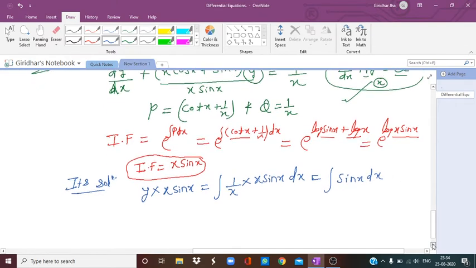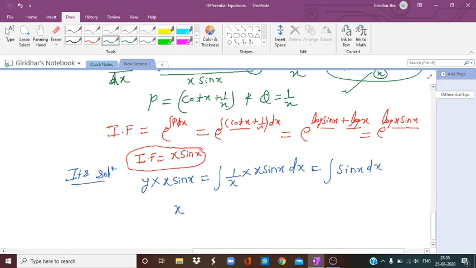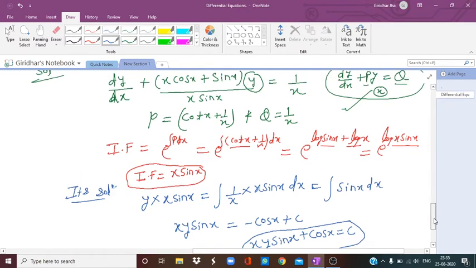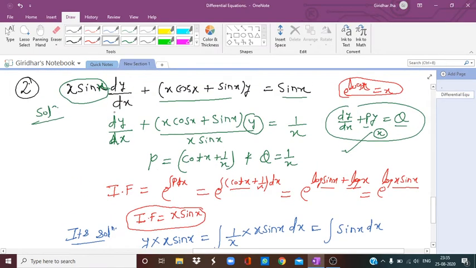Correct? Now from this side, at the end, xy sin x, and integration of sin x is minus cos x plus c. अब इस cos x को आप इस साइड ले लो तो फाइनल सोल्यूशन जो है हमारा वो हो जाएगा डियर xy sin x plus cos x equals to c. This is the desired solution of the given differential equation, which is x sin x into dy dx plus x cos x plus sin x into y equals to sin x.